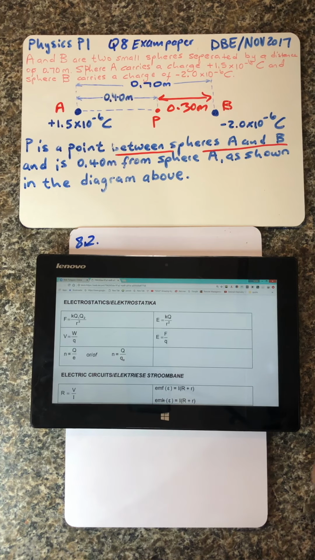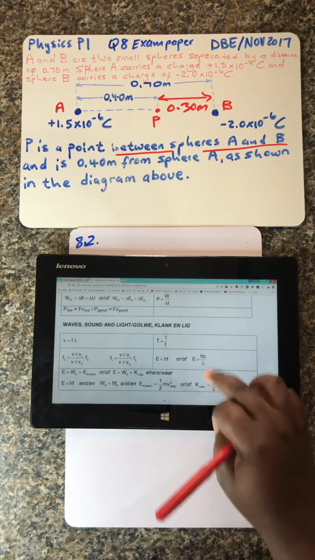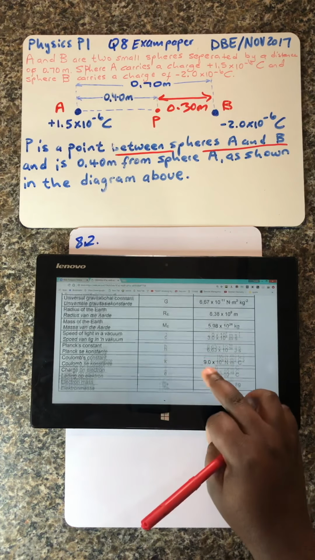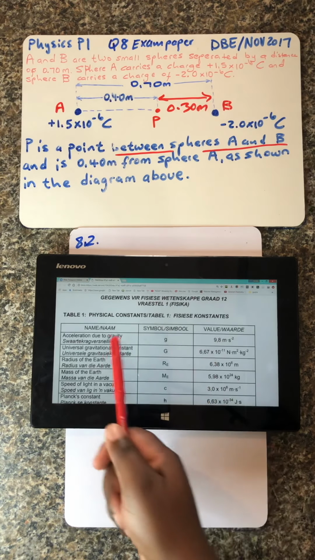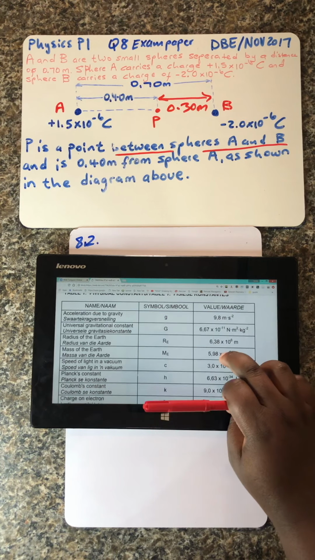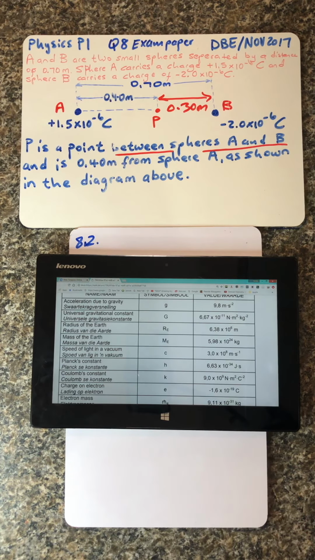From there, based on what you're given in the information, you'll be able to choose. Again, we've got the constants, guys. These are the physical constants. So you must at all times be aware that you've got physical constants, where you might find some values that you could need.